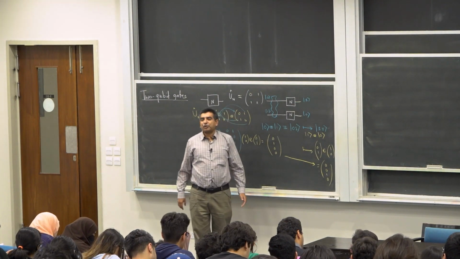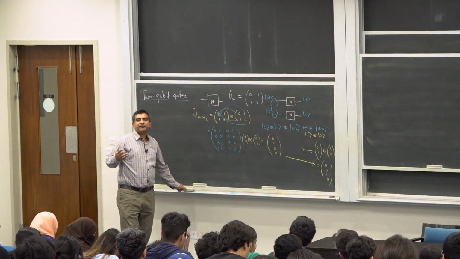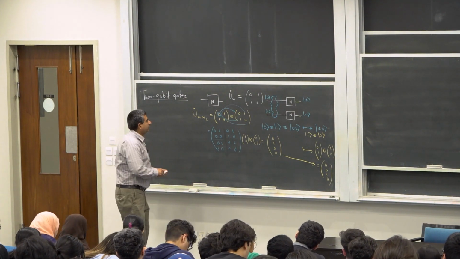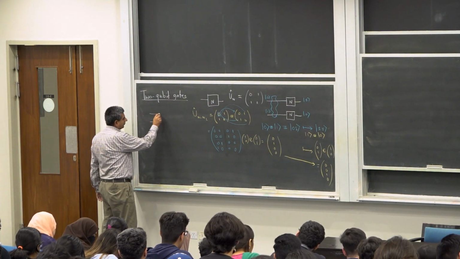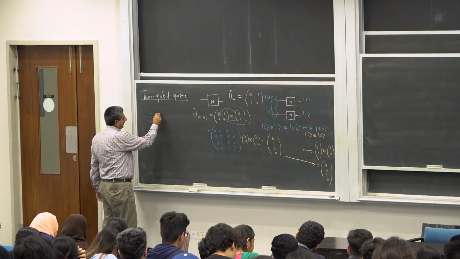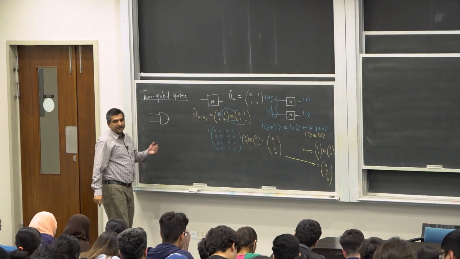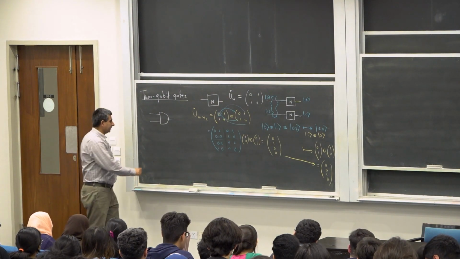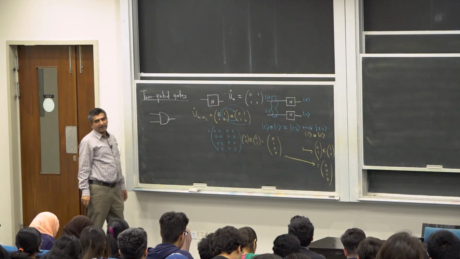Now, have you come across logic gates in your A levels? You might have seen, say, are you familiar with, say, I would just call this an AND gate, right? Is this an AND gate? All right, so let's figure out what an AND gate is. So this is an AND gate.